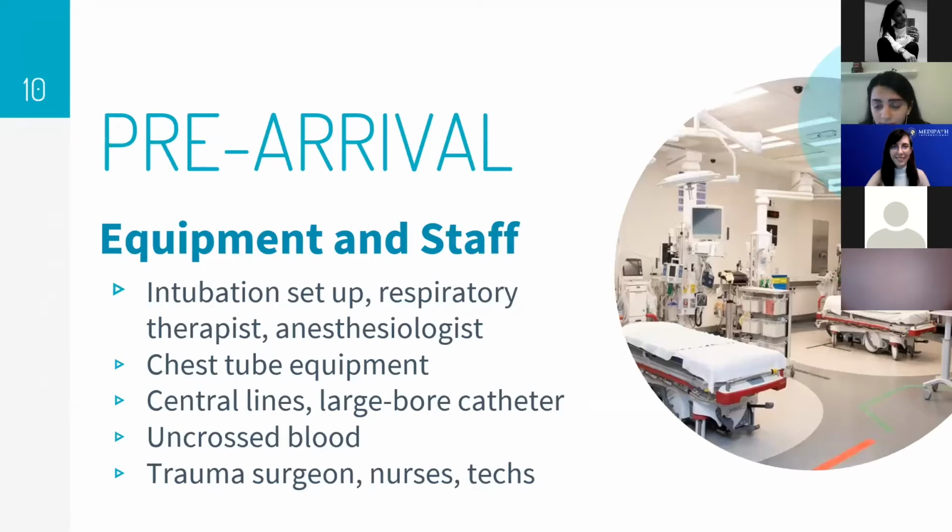All right, so you will need, like all of you mentioned, an anesthesiologist for a difficult airway. In the emergency room, oftentimes that's the ER physician. You need a setup for an intubation and some backup equipment anticipating a difficult intubation because of the traumatic injury. You may need some chest tube equipment. They said the patient was hypoxic and he had a traumatic injury. You need central lines, large bore catheters, uncrossed blood. That was a really good point someone made. The trauma surgeon, nurses, and technicians. Next slide.